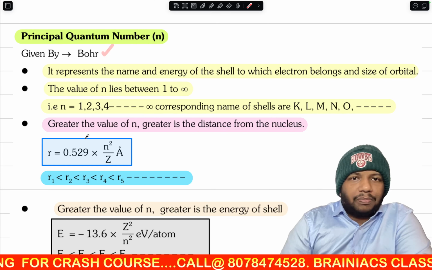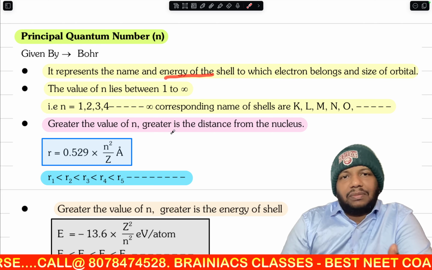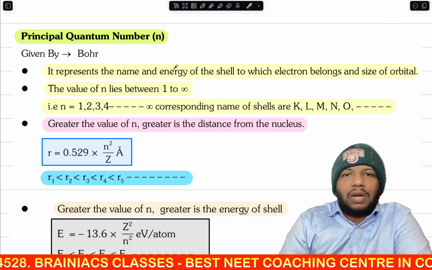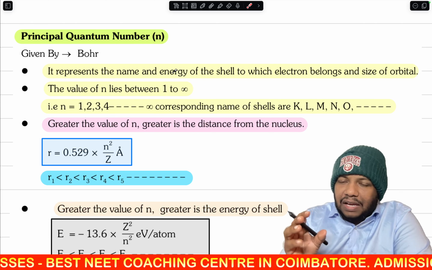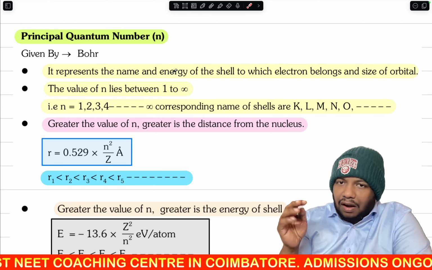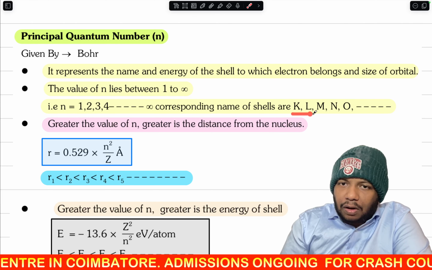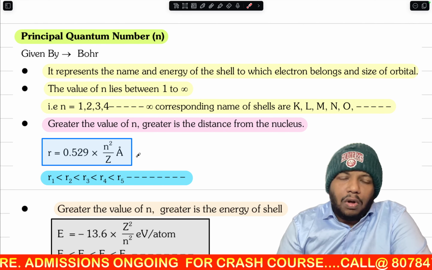You know the scientist Bohr. So what does it represent? It gives the energy of the shell. It represents the shell or orbit to which that particular electron belongs, because we believe there is a central nucleus and surrounding the nucleus there are different shells, and these shells or orbits are called K, L, M, N, O shells.